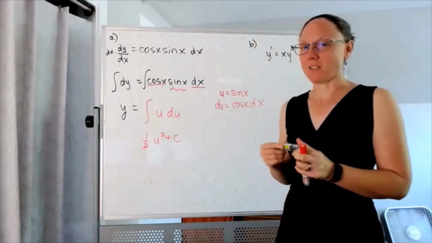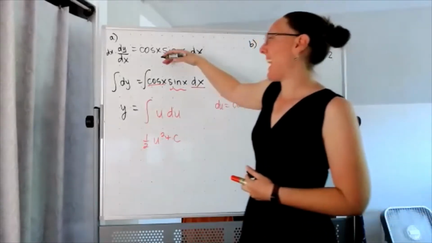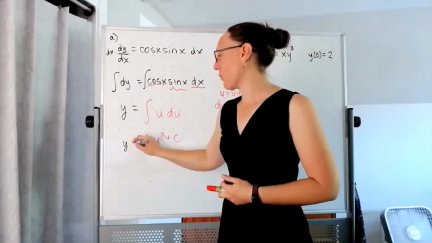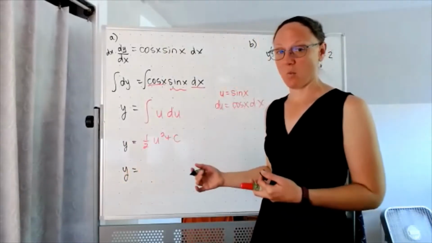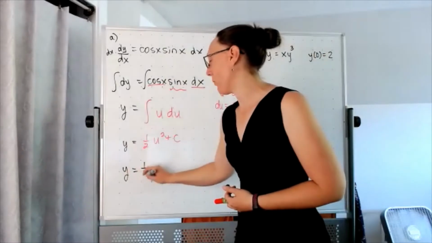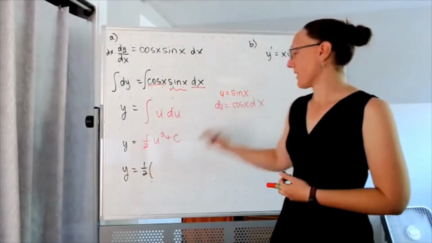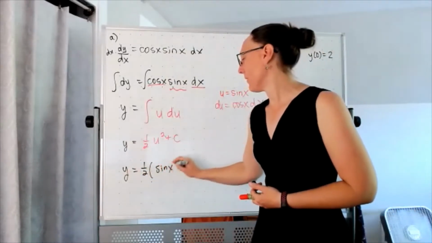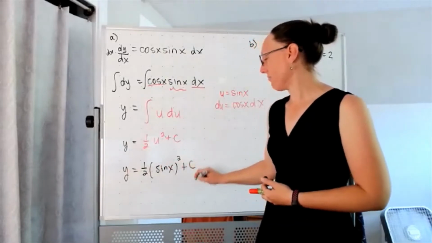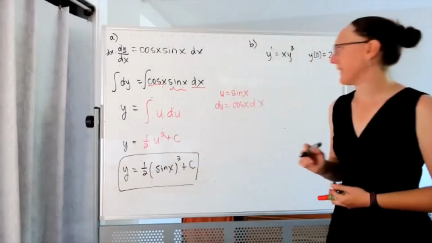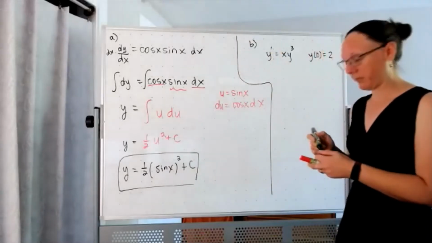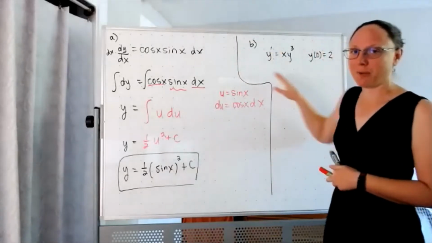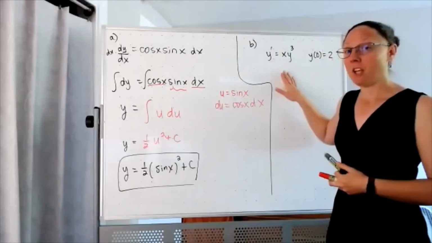And then as my final step, because the answer was asked in terms of x's and y's, I want to make sure to turn this back into x's and y's. So this is going to look like 1/2 of sine of x squared plus a constant. And that would be my final answer over there. I think that's going to be enough space to handle this one.